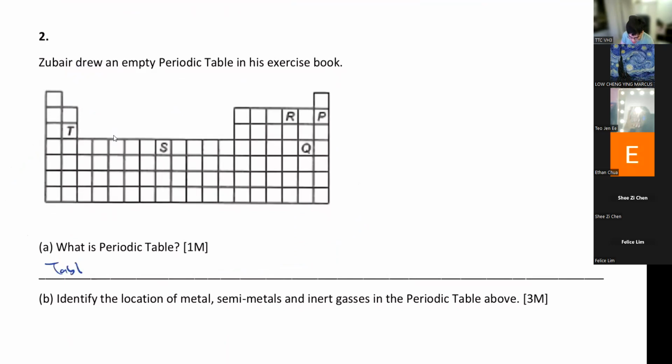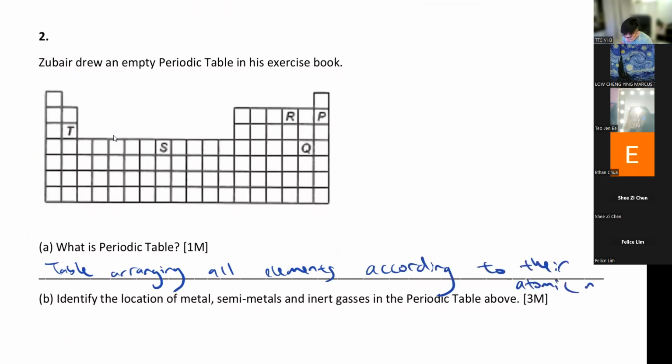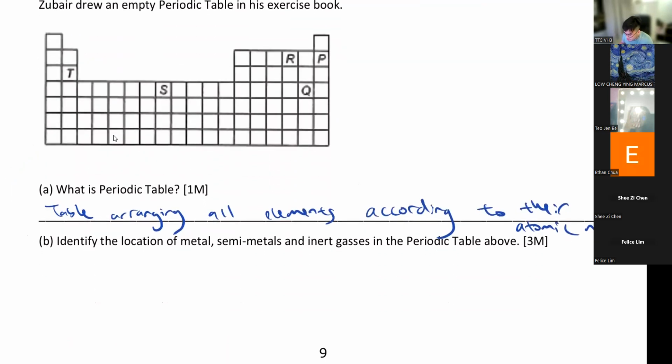Okay, it is a table arranging all elements according to their atomic number. Okay, so atomic number is proton number. So if you don't want to say atomic number, you can say proton number. So we arrange them according to proton number. So proton number 1, proton number 2, 3, 4, 5, 6, 7, 8, 9, 10, and so on.